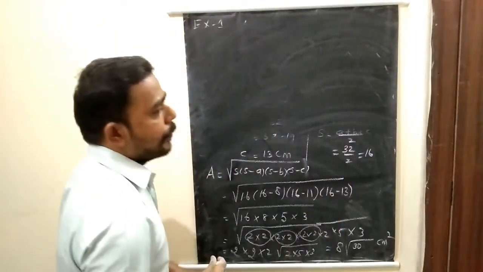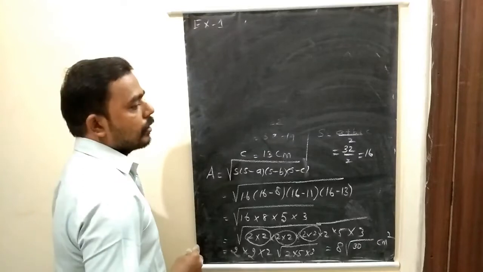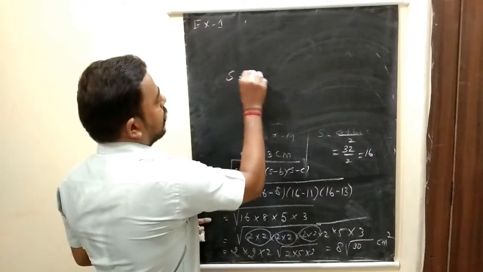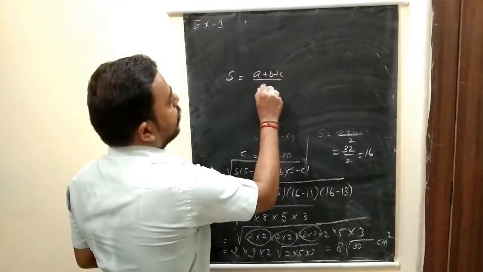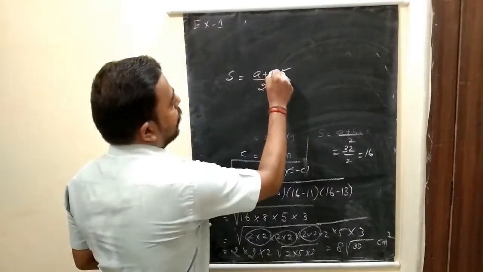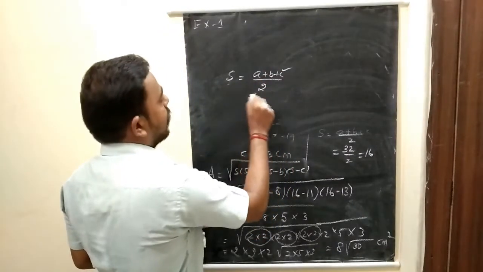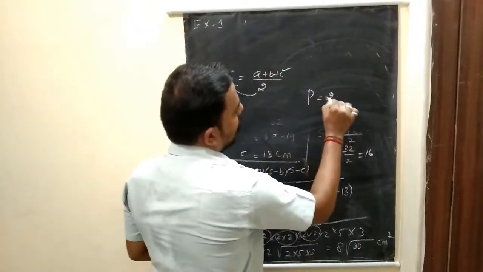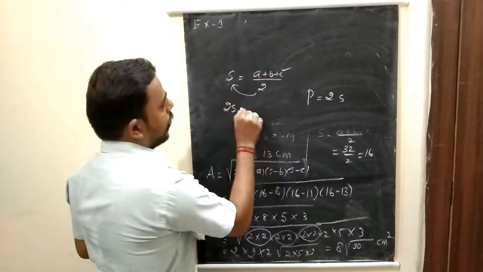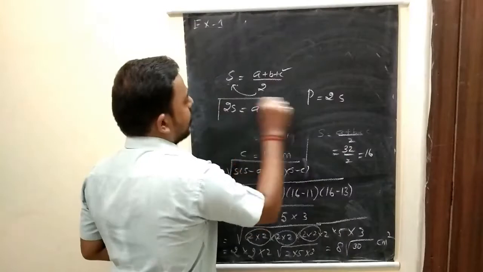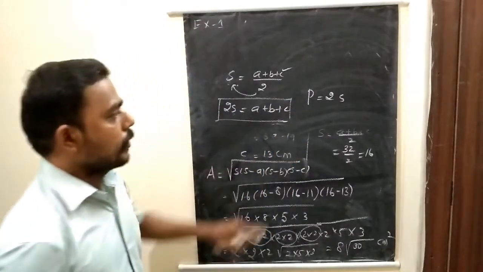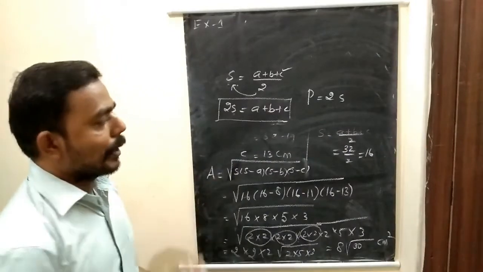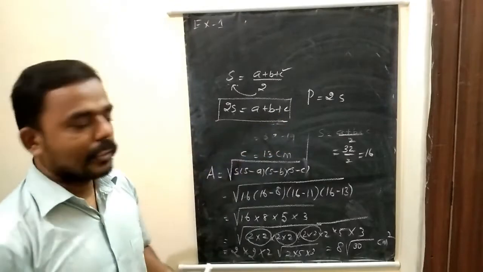Suppose the semi-perimeter is given. Then how do we find it? The semi-perimeter means S is given, A plus B plus C divided by 2. We know that the A value is given, the B value is given, and the semi-perimeter, that is the S value, is given. Now the perimeter is nothing but 2 into S, that is 2S equal to A plus B plus C. This idea also we need. So perimeter equal to 2 times the semi-perimeter. A plus B plus C equal to 2S. Using this also you can find.